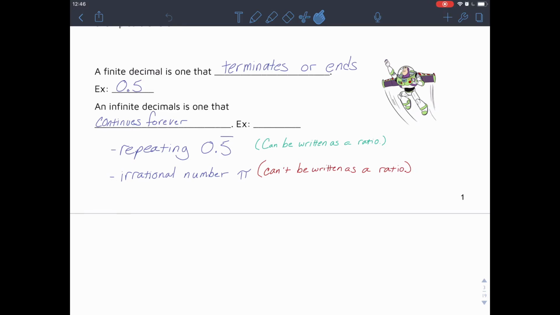And then there's another type of infinite decimals that we don't talk about in 7th grade very much, called irrational numbers. You should be familiar with pi, which, like repeating decimals, goes on forever, but unlike repeating decimals, has no pattern. And the big thing with that is that it can't be written as a ratio or a fraction. So this lesson is just focusing on how we can write repeating decimals as fractions, and topic A goes more into those irrational numbers.